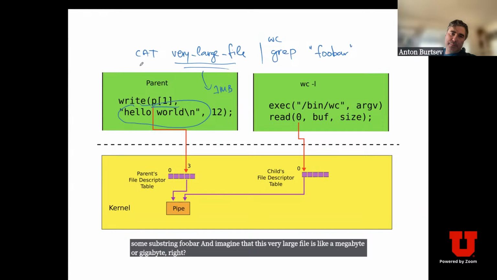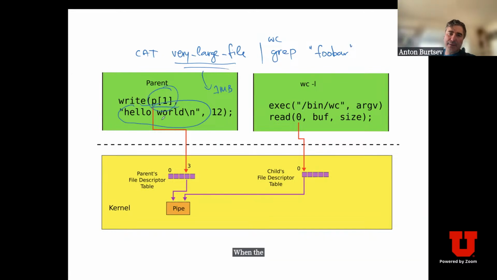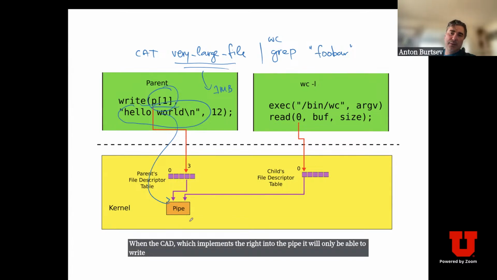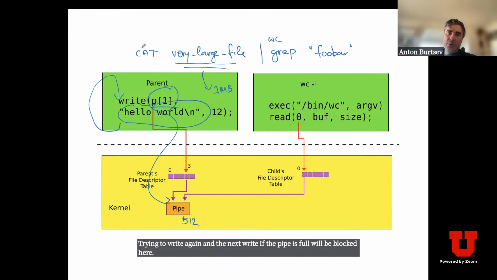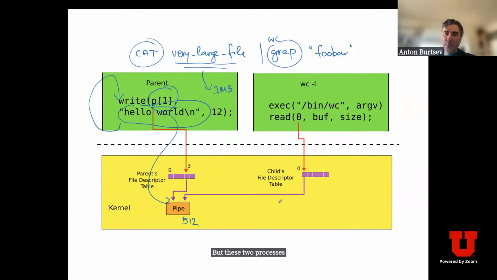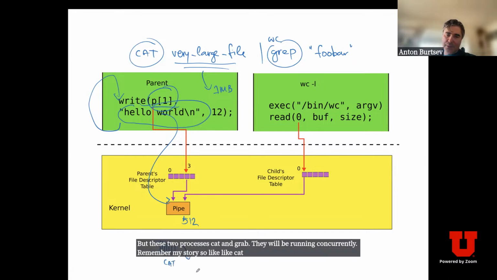When the cat, which implements the write into the pipe, runs, it will only be able to write as much as there is space in the pipe, like in x86 it is 512 bytes. Then the cat will try to write again, and the next write, if the pipe is full, will be blocked here. But these two processes, cat and grep, will be running concurrently. Remember my story: cat runs for a while, switches into the kernel, the kernel chooses the next process to run, and this runs WC.